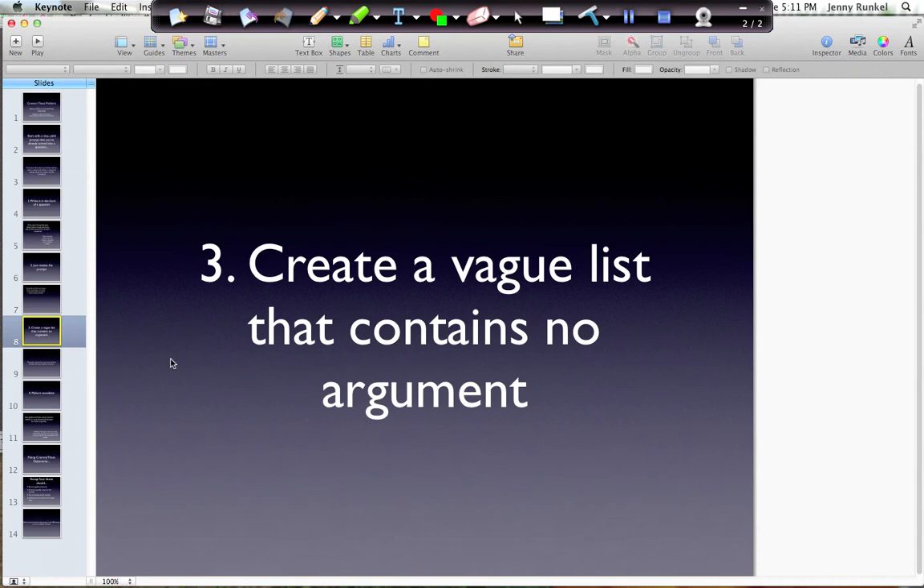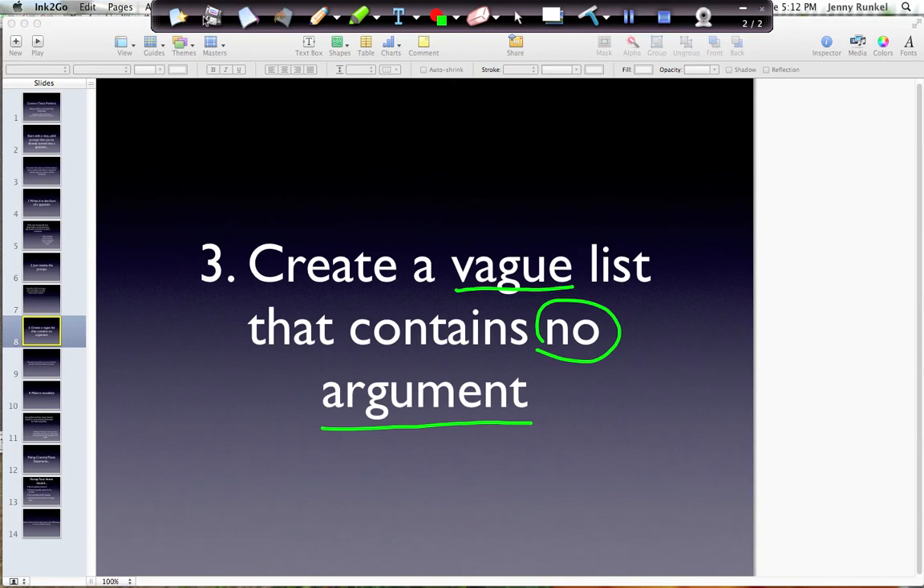Third way to create a crummy thesis is to create a very vague list that contains absolutely no argument. Okay, I'm going to highlight a couple of things here that are important. There are two key words here that we're going to focus on: vague and the lack of argument. Your thesis should always be an argument, something that's not just a simple statement of fact, something that you can take the oppositional position for. And you do not want to just create a vague list that doesn't really say anything.